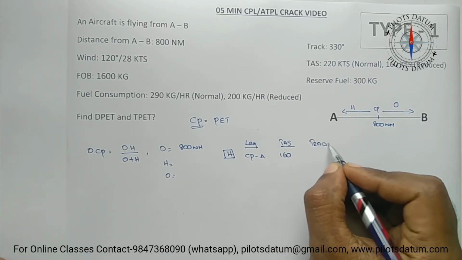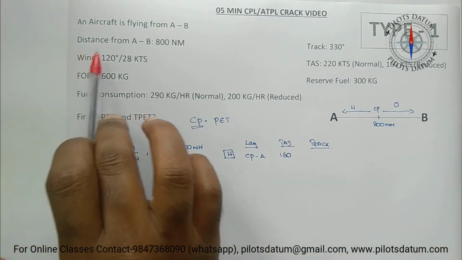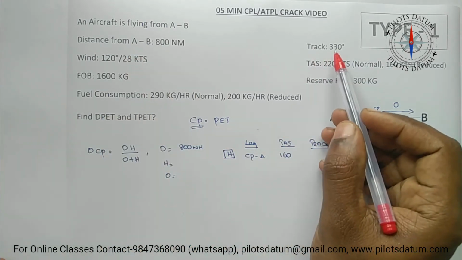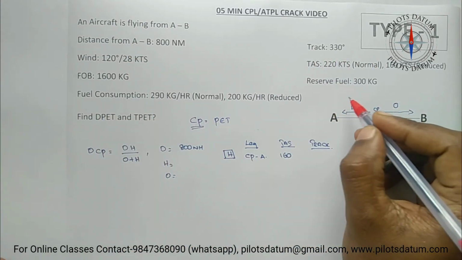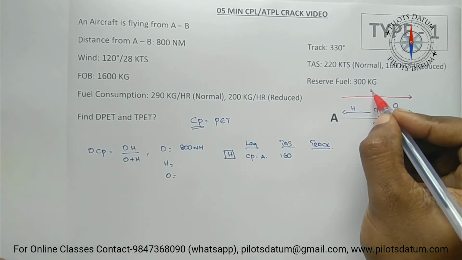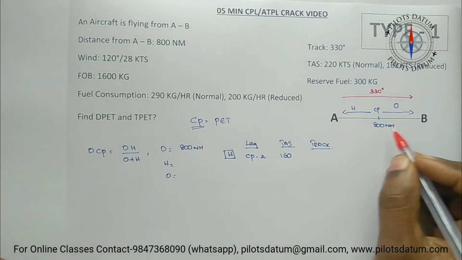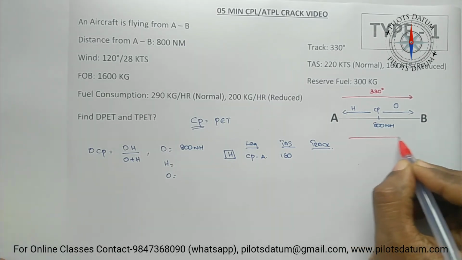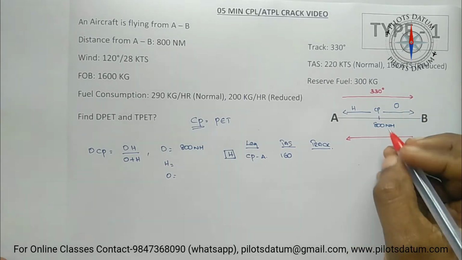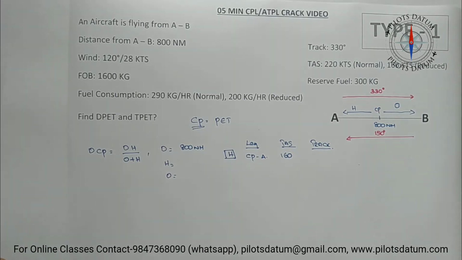Then track. What is track right now? We have given distance from A to B is 800 nautical miles and track is 330 degrees. So that means that when the aircraft travels from A to B, it is maintaining a track of 330 degrees. What happens if the aircraft is returning back from B to A? That means the reciprocal of 330 degrees, that is 150 degrees. Don't get it confused or wrong, because the most common mistake is this one.